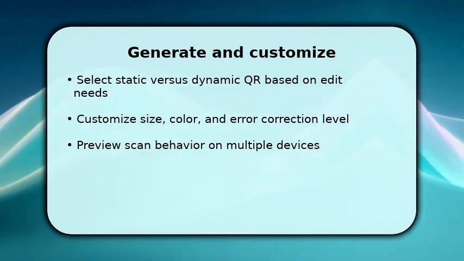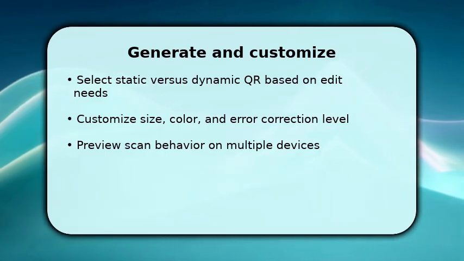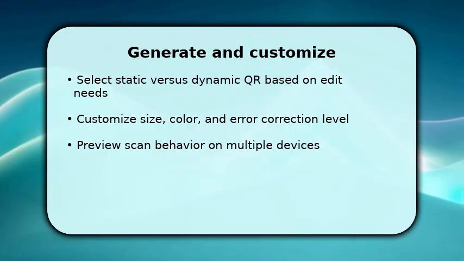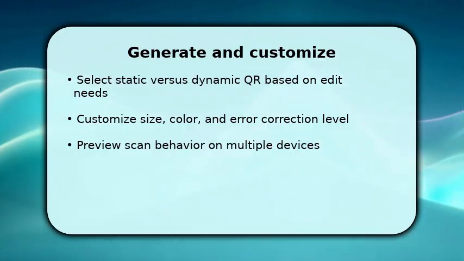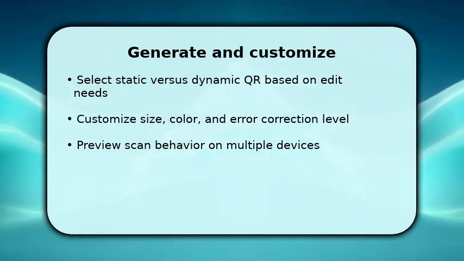After customization, preview the QR on phones and tablets to check alignment and contrast. Make sure scanners read it quickly. If you've added tracking parameters, verify they persist through the preview. When satisfied, export or save the QR in the appropriate file format.